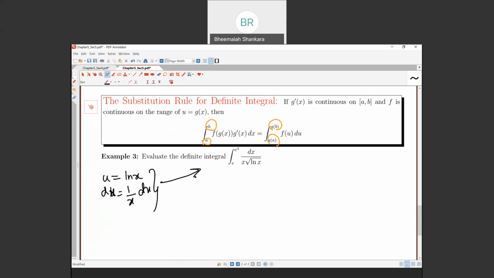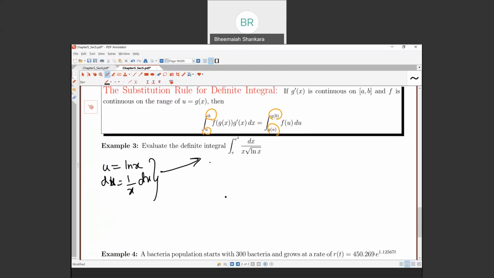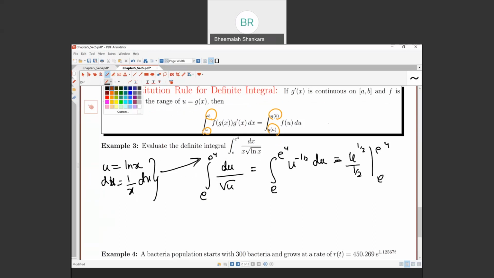So when you plug these back, you can rewrite the integral as integral from e to the 4, the numerator is du, denominator is square root u. So you write it as e to the 4, take the square root u to the top, u to the negative half du. Integrate, you have u to the negative half plus 1, which is 1 half, divided by 1 half. You might be tempted to plug in u as e to the 4 and u as e, but you have to be very careful that e is the limit for the variable x, not the u.